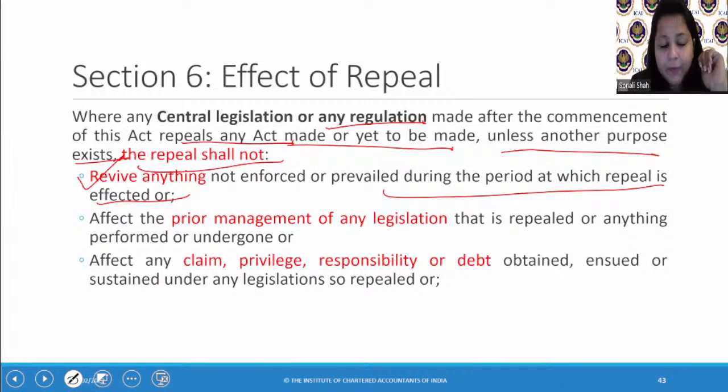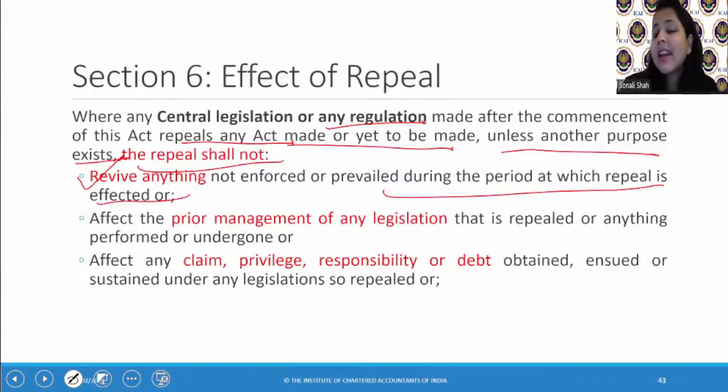Now, can the lawmakers or the MCA say that in the past you did not fulfill the CSR provision? Now the Companies Act 2013 has come into force and you have to? No, because it cannot revive anything not enforced or prevailed during that period.